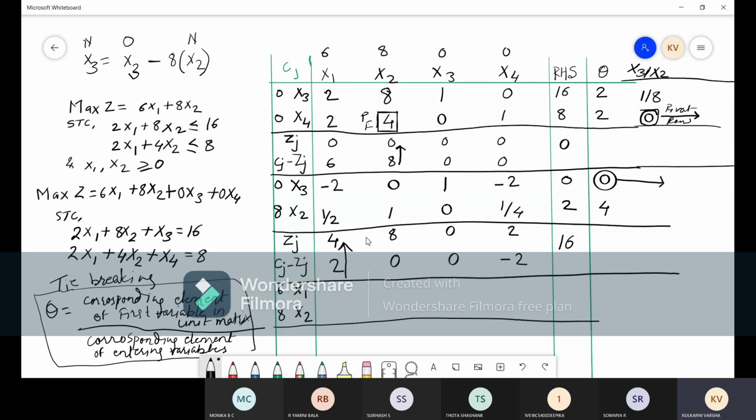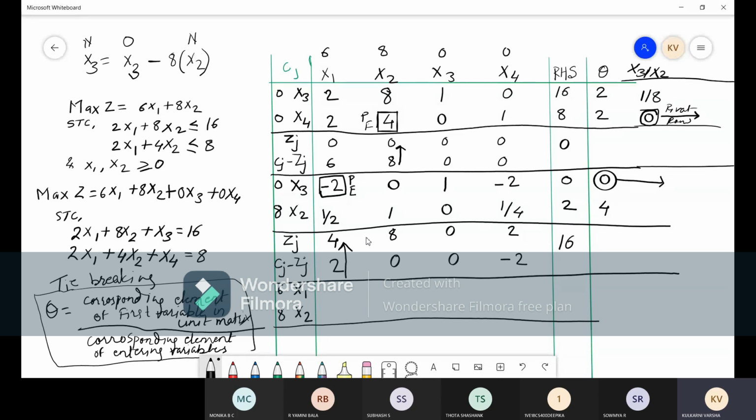Okay, so which is newly entered? x1 is newly entered. So first we'll do for x1. So what is the pivot element over here? This is leaving, this is entering. So the pivot element is minus 2. So this is your pivot element. Right? So for x1, how will we calculate the row values?